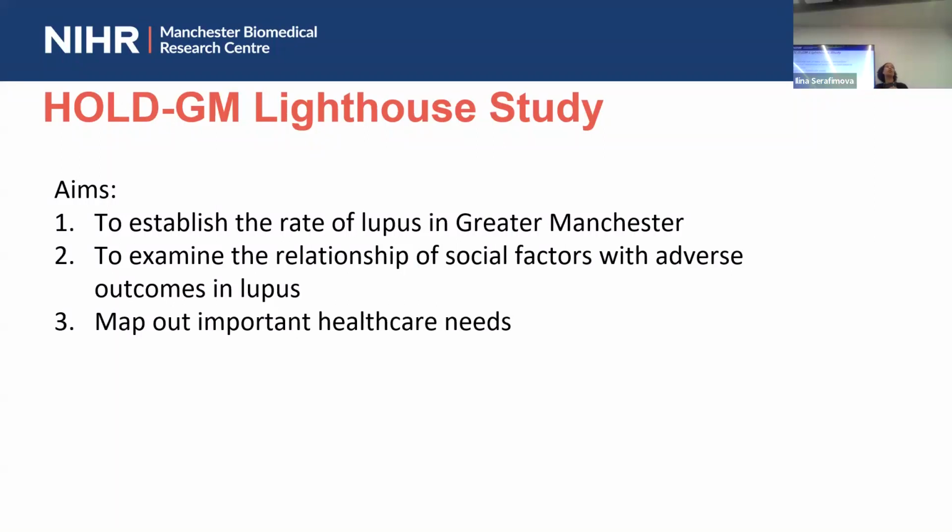We plan to establish the incidence as well as the prevalence of lupus in Greater Manchester. And then, as I mentioned, look at social factors and their relationship with adverse health outcomes in this population. This will enable us to map out healthcare needs and drive service development and improvement on a location-specific basis, but also identify important areas for future research.